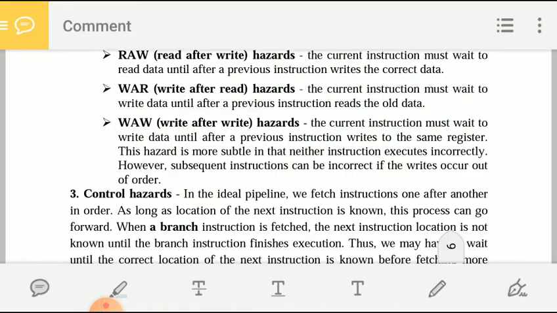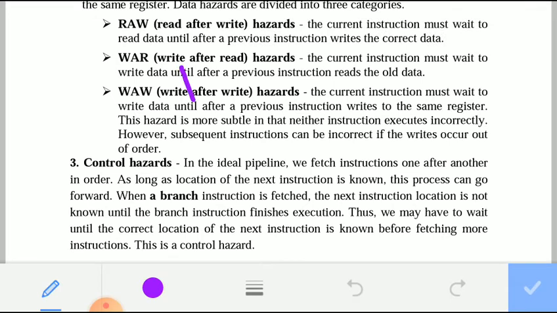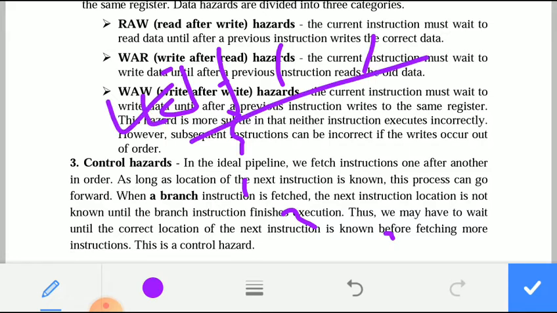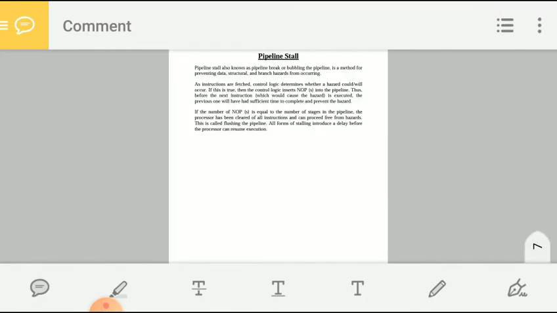Next is the control hazard. Control hazard means if a condition is satisfied, then this part, else this part. Until this if instruction finishes, we cannot decide whether the true statement or the false statement will be executed. So until this if statement finishes, we cannot start the next instruction. So it's a control hazard. This control logic decides the next instruction which will be executed.